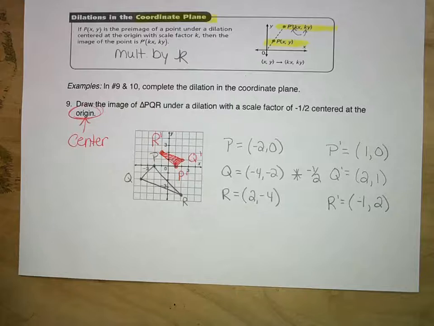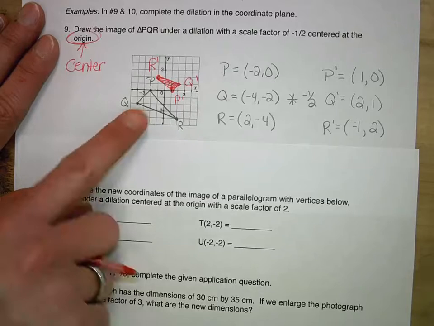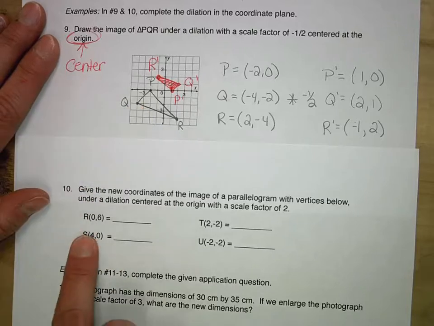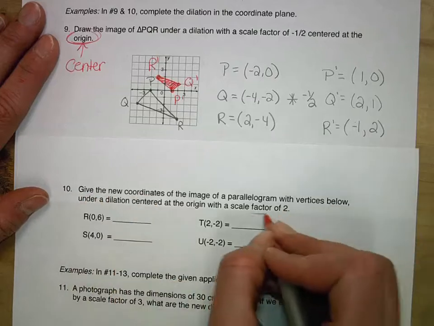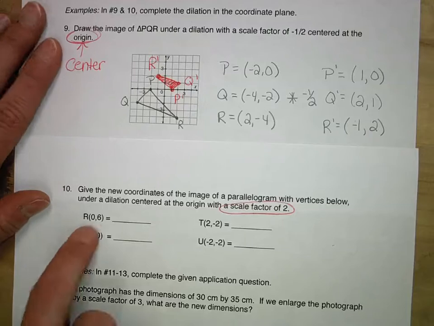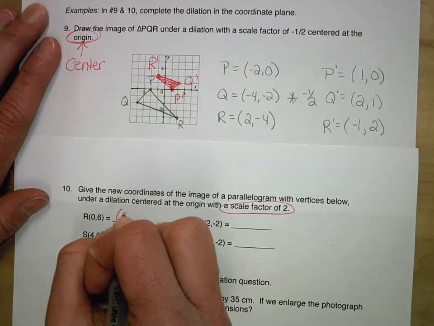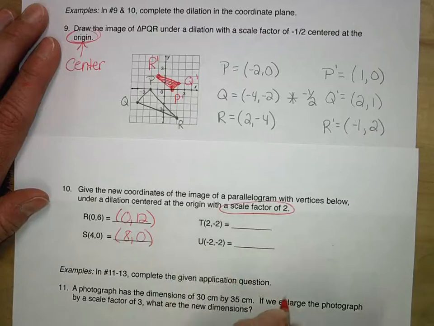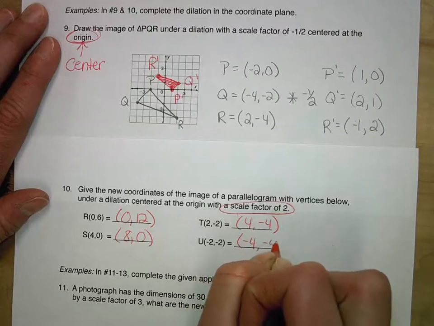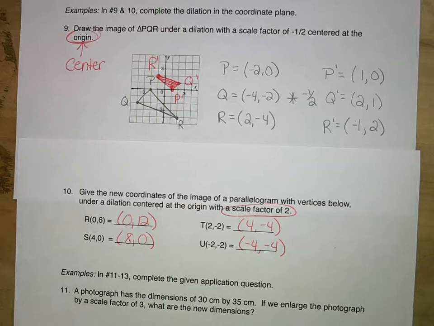And if you look at number 10, notice number 10 is actually a similar question, only instead of physically giving you the graph, I've already given you the points. So what they say here is give the new coordinates with a scale factor of 2. So all you have to do is multiply basically all of these numbers by 2. So 0, 12, 8, 0, 4, negative 4, negative 4, negative 4, and you're done.